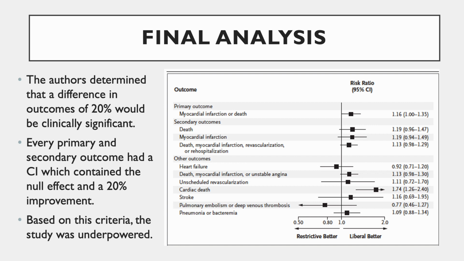And we can see here the outcomes data for the study, and the primary outcome had a point estimate of 1.16 and a 95% confidence interval that ranged from 1.0 to 1.35. So this is a negative study because that confidence interval contains the point of no effect. Therefore, in order to determine whether it was underpowered, we have to see if that confidence interval also contains the minimal clinically significant effect, which they decided would be 1.2, and it does. So by that criteria, the study was underpowered with respect to the primary outcome.